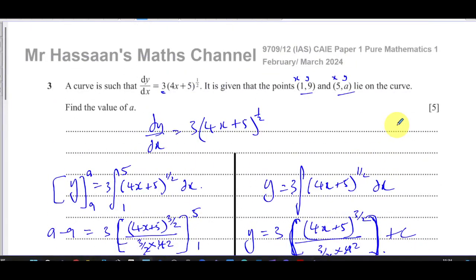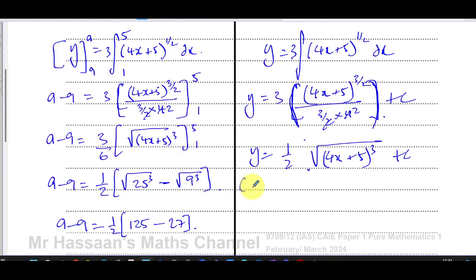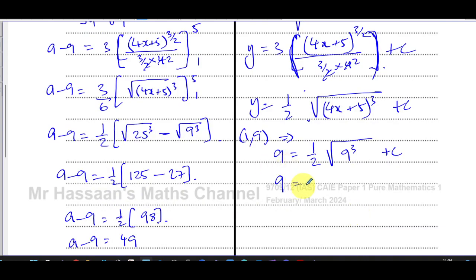So now what you can do, you can use one of the pairs of values like the 1, 9 that we know, and we can find the value of c. So we say when y equals 9, you're going to have 9 equals a half times the square root of, you're going to put 1 in here, that's going to give you 4 plus 5, which is 9, cubed, plus c. So you have 9 is equal to a half times the square root of 9 is 3, squared is 27, so that's 27 plus c. So you can say c is equal to 9 minus 27 over 2, which is 18 over 2 minus 27 over 2, which is minus 9 over 2.